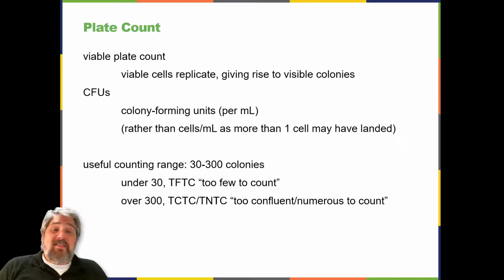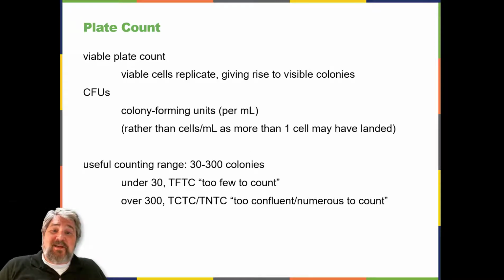Plate count. The viable plate count, or simply plate count, is a count of viable or live cells. It is based on the principle that viable cells replicate and give rise to visible colonies when incubated under suitable conditions for the specimen. The results are usually expressed as colony-forming units per milliliter. That's CFUs per mil, rather than cells per milliliter, because more than one cell may have landed on the same spot to give rise to a single colony.